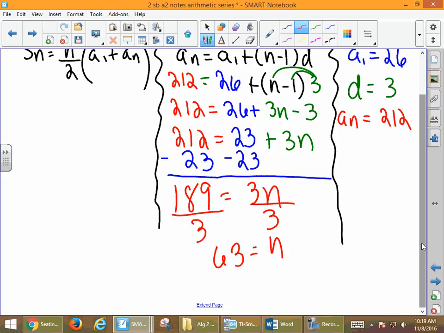What that is really saying here is that a sub n is really a sub 63. And therefore what that means is that n equals 63.